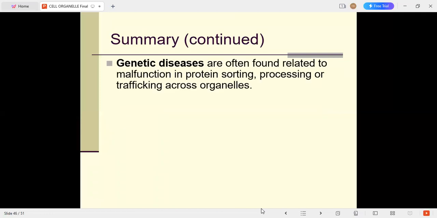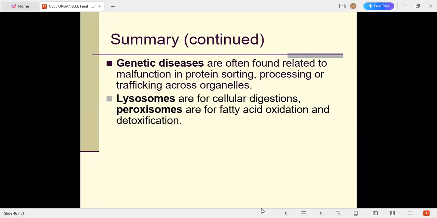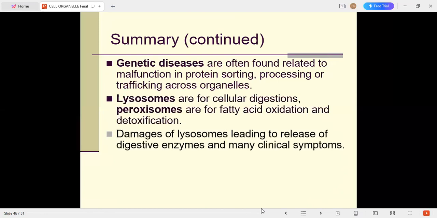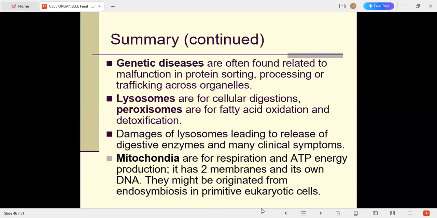So let's have a look at the genetic disorders which are associated. Genetic diseases are often related to malfunction in protein sorting, processing, and trafficking across the organelles. Lysosomes are for cellular digestion, and peroxisomes are responsible for fatty acid oxidation and detoxification. Damage to the lysosomes leads to the release of digestive enzymes, and they are responsible for many clinical symptoms.